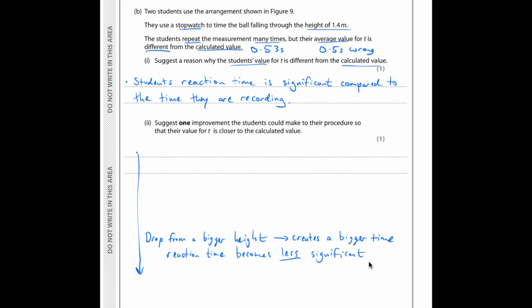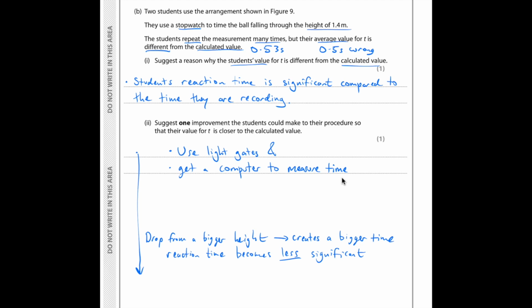So their reaction time will become less significant. Or if you want the easy answer, just say use light gates and get a computer to measure the time for you.